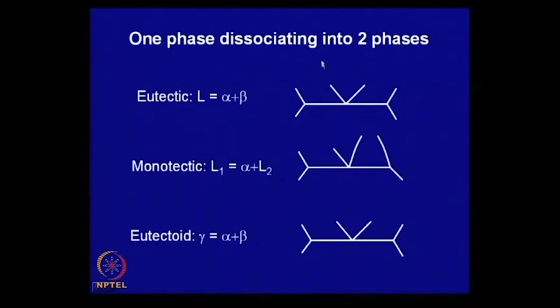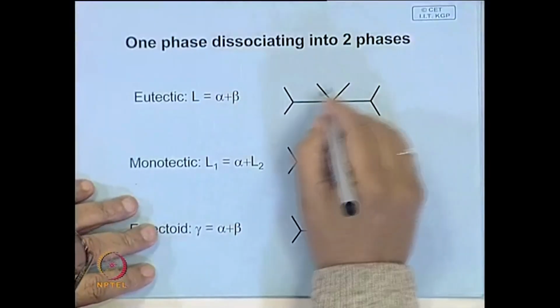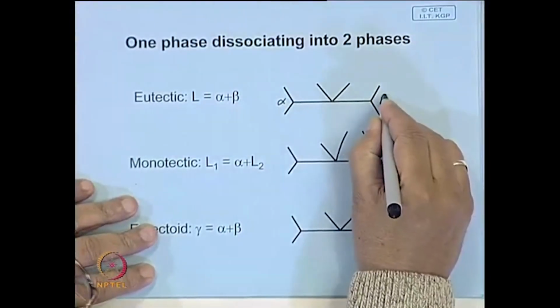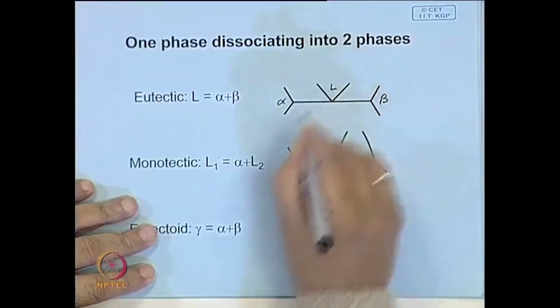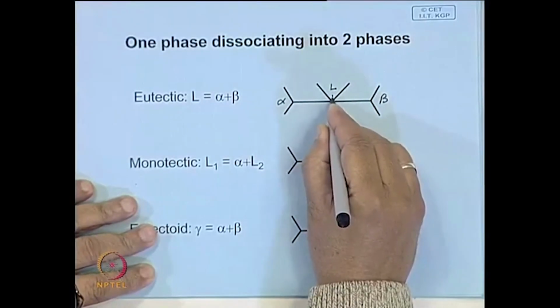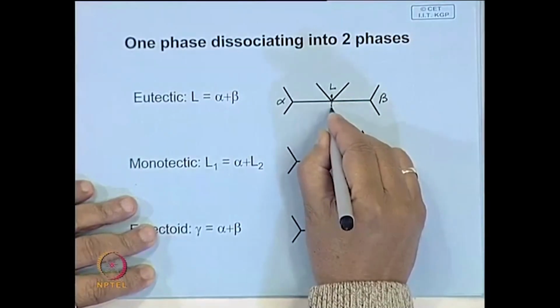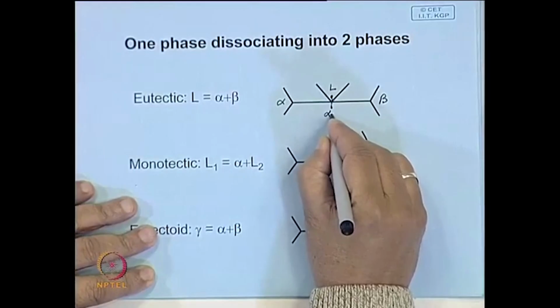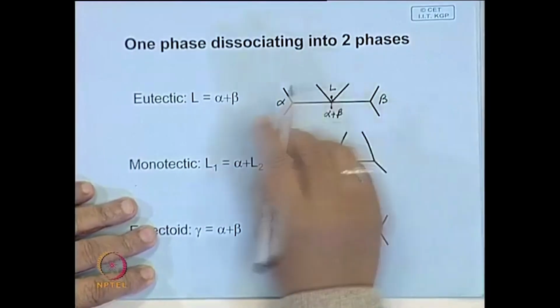Now, let us look at the first group, that is one phase dissociating into two phases. This example we have looked at in detail, that is eutectic, and here this shows a small part of that eutectic phase diagram near that eutectic isotherm. Here, this is eutectic, you have two solid solutions alpha and beta, and this is the liquid, and this dissociates here. So, here it is totally liquid, and here it is a mixture of alpha and beta, and they are intimate mixtures.